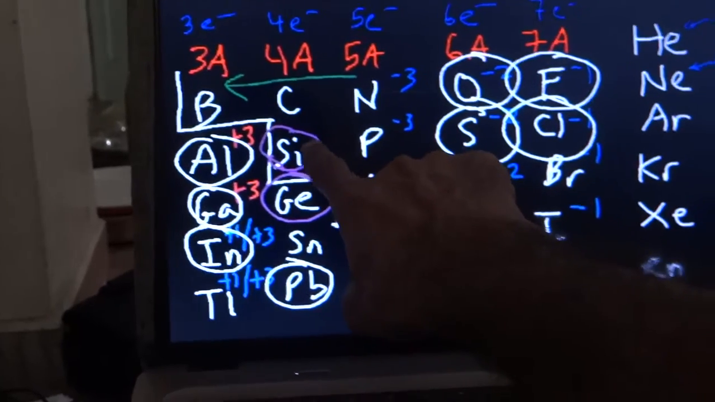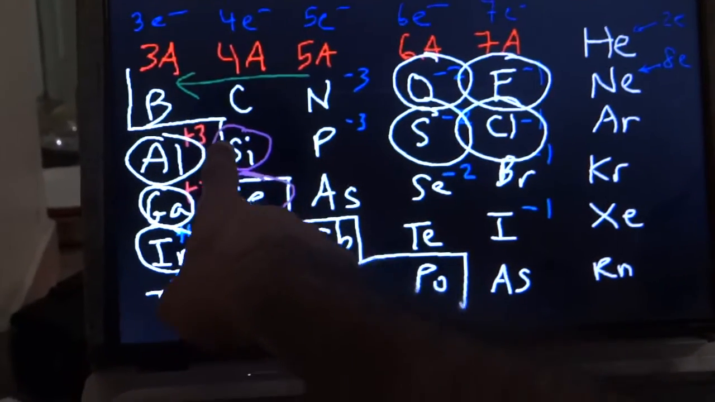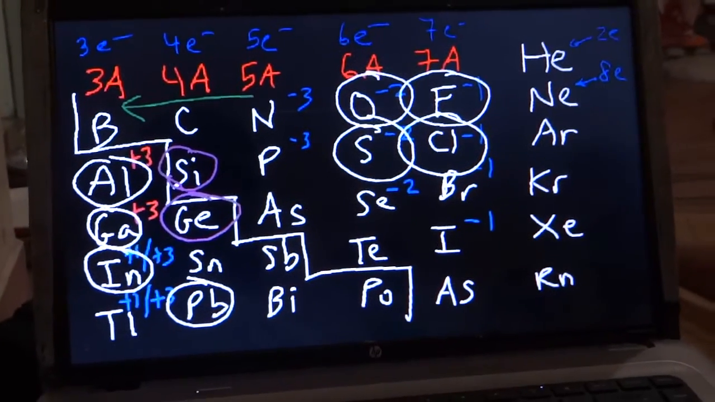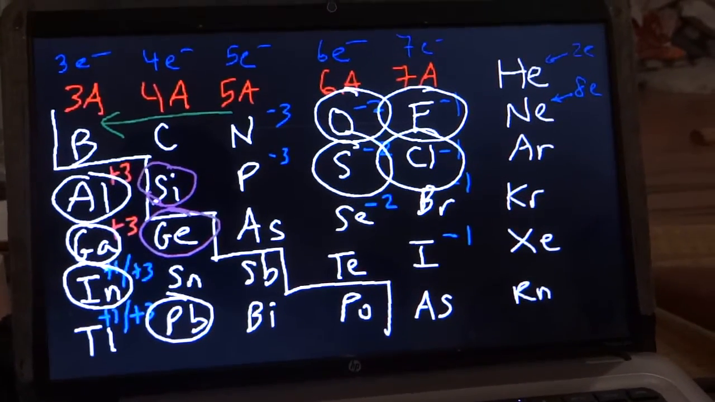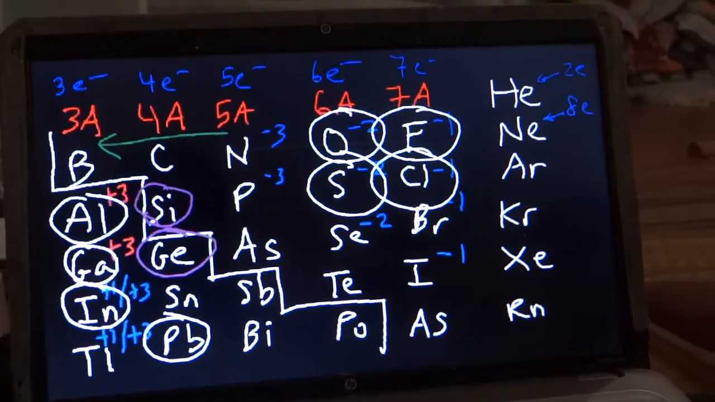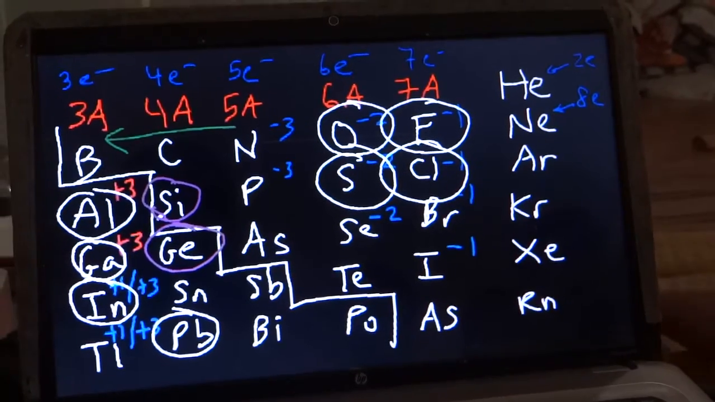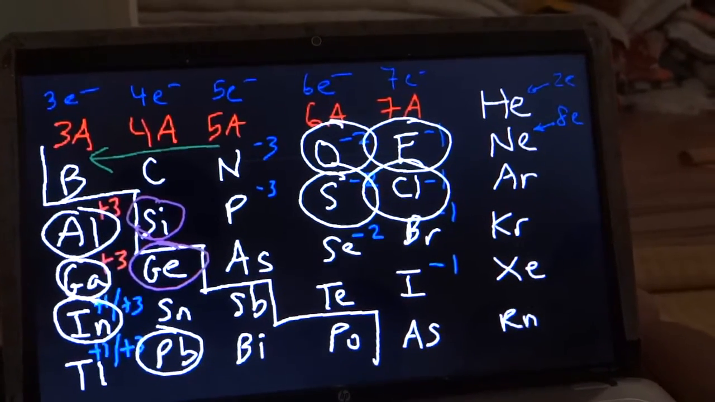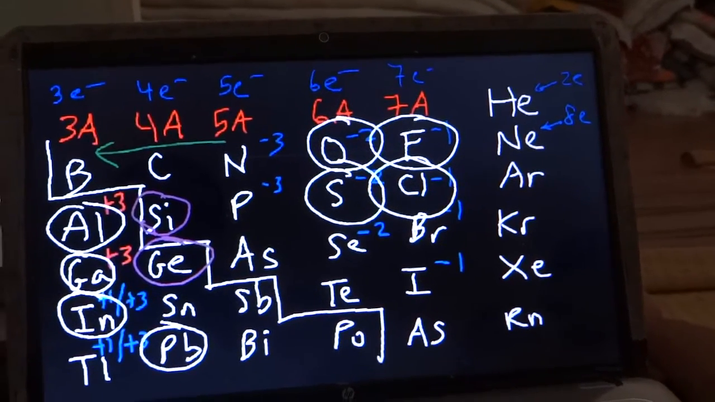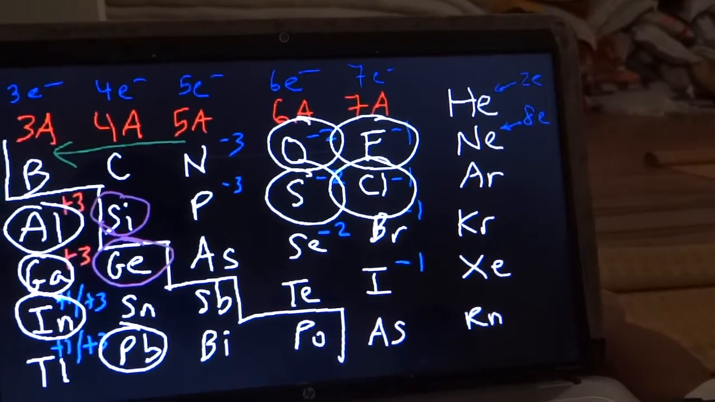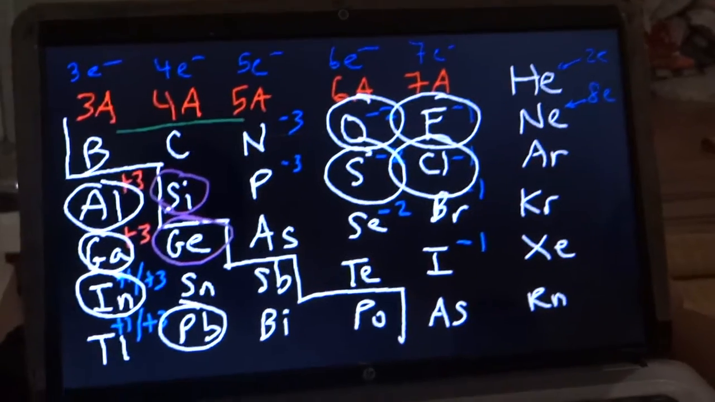So which one has more electrical conductivity? Silicon or germanium? Germanium. Why? Because it is under the silicon, and metallic character increases in the down direction. So it is in the same column, but it is in the next period, which is down. That means it will have more metallic property, and metallic property is electrical conductivity.